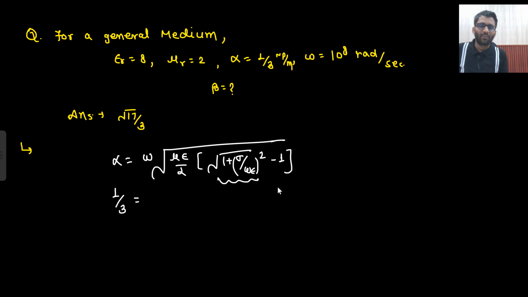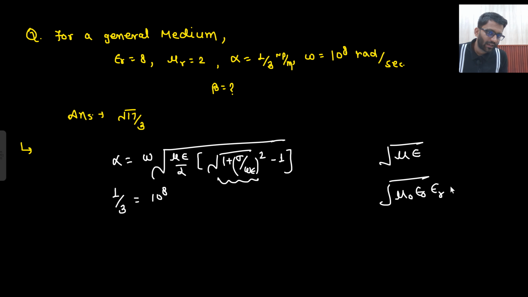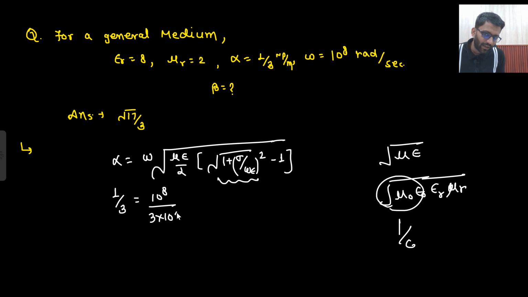So 1 by 3. What is the value of omega? 10 to the power 8. Can I write it down as by c? How am I doing it? If I take mu r, what is under root mu epsilon? Can I write it down as mu naught epsilon naught, mu r epsilon r? So if I take this outward, all of it is under root. If I take this outward, what would it be? 1 by c. So divided by 3 into 10 to the power 8. Are you understanding this expression? What did I do here? I just took mu naught epsilon naught outward.